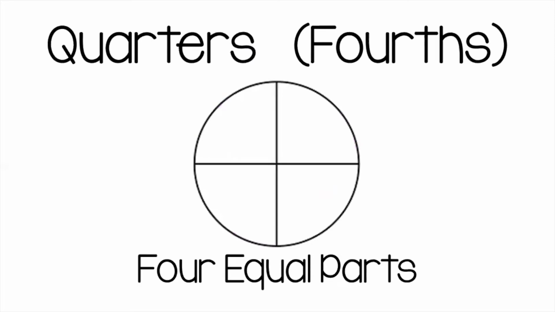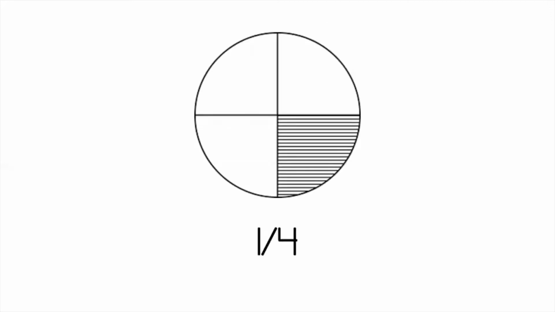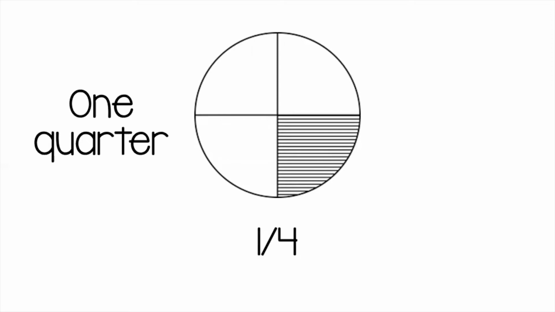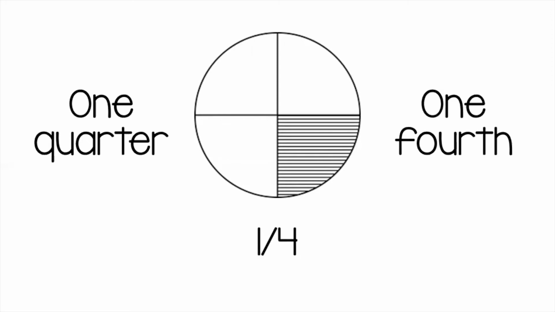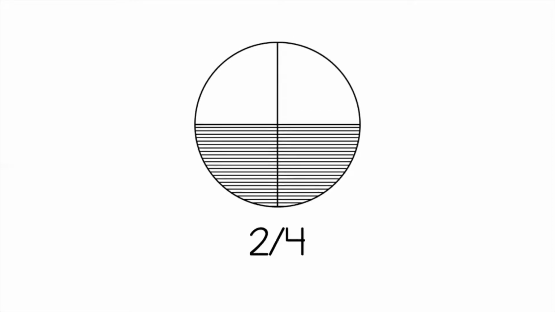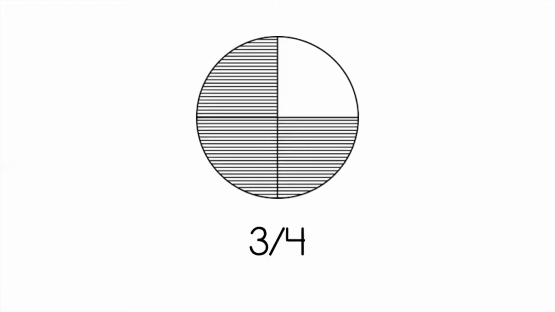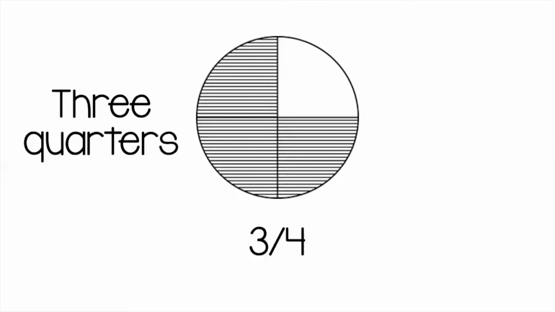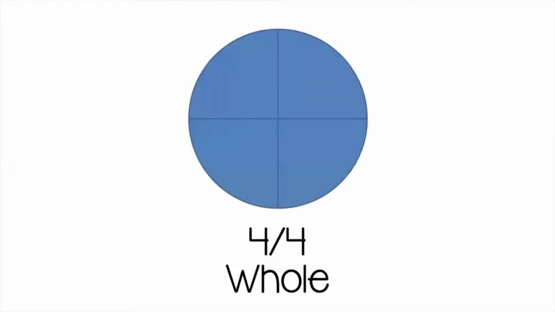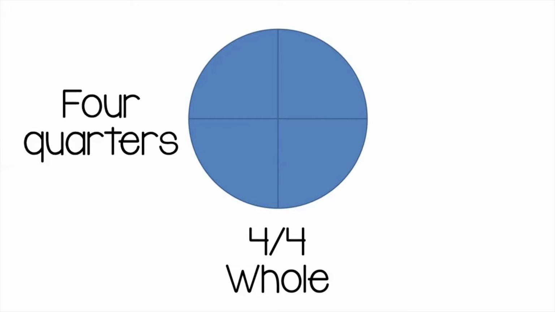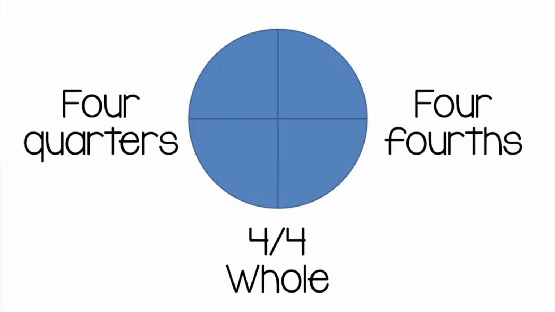And when we have 4 equal parts, that's when we talk about quarters or fourths. When one part is shaded in, we have 1/4. Those mean the same thing. When 2 parts are shaded in, we have 2/4. When 3 parts are shaded in, we have 3/4. And when all 4 parts are shaded in, the whole thing is shaded in, we have 4/4.